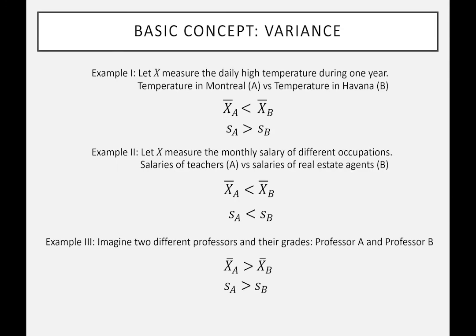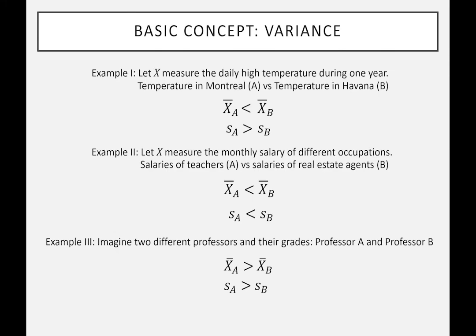How about this? We've got two professors, Professor A and Professor B. Professor A on average gives higher marks than Professor B. So you might say at first glance, I'll take a class with Professor A because on average the marks are higher. But look at this. The standard deviation of the marks in Professor A's class is greater than Professor B's.